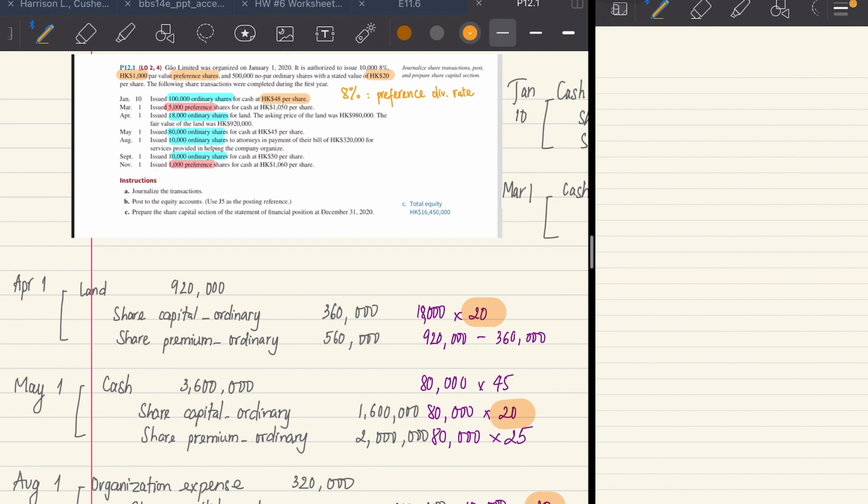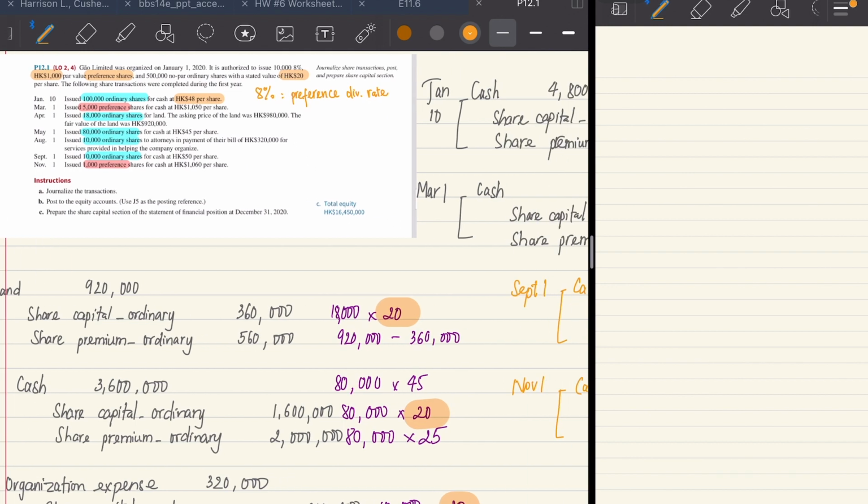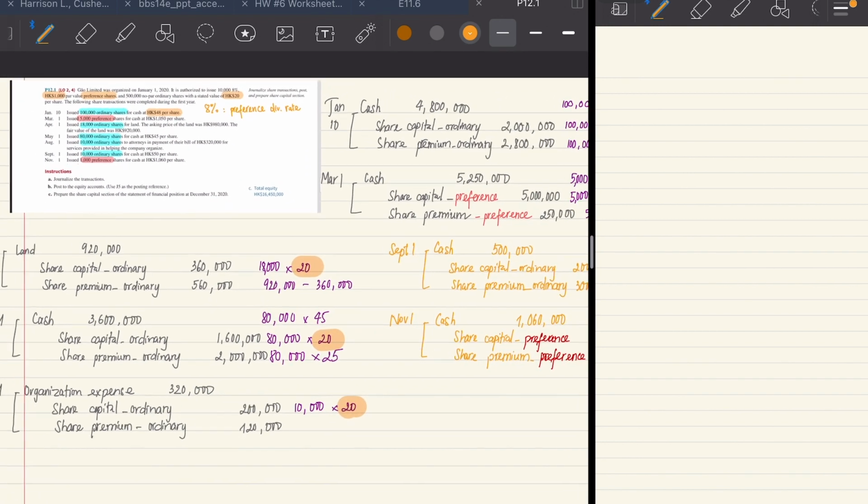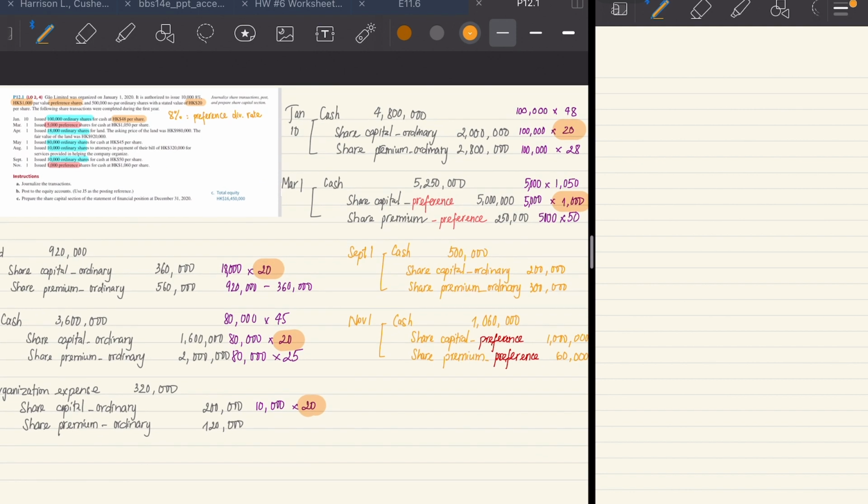Okay, so how do we calculate the annual preference dividend? We just need to take this percentage times the number of shares, and then times the par value. Then we will know how much we should pay for the annual preference dividend. But here we don't have to do that, so just make a note in your handouts. Okay, so we turn back to this exercise.